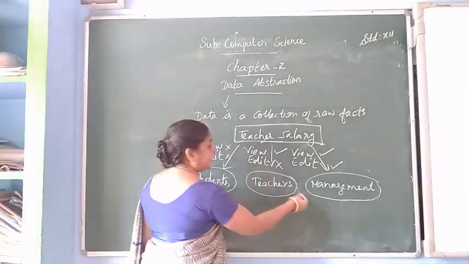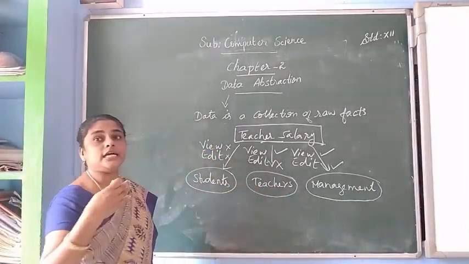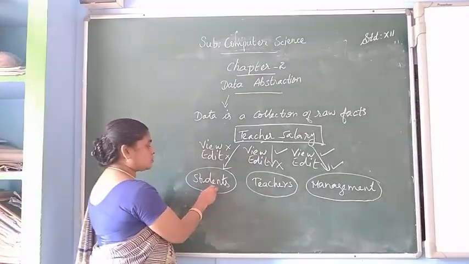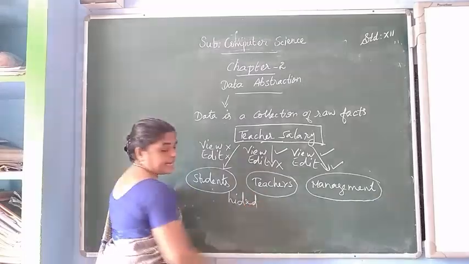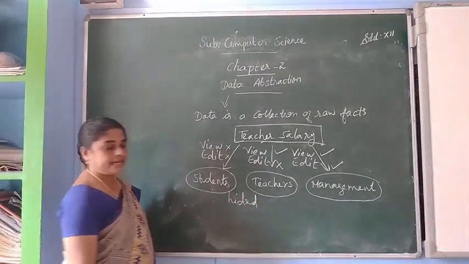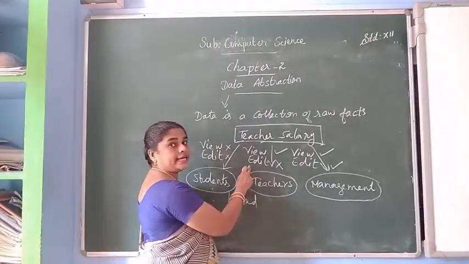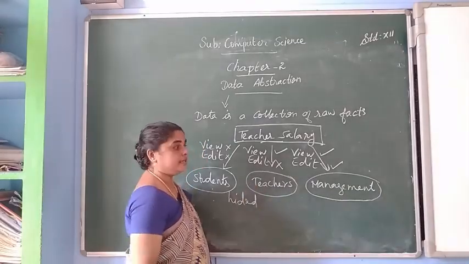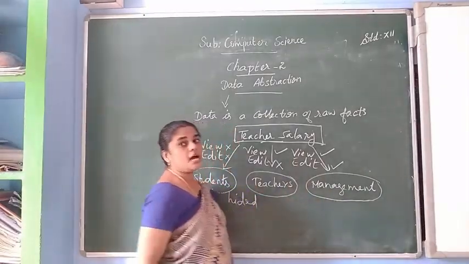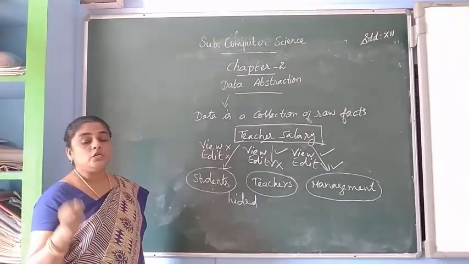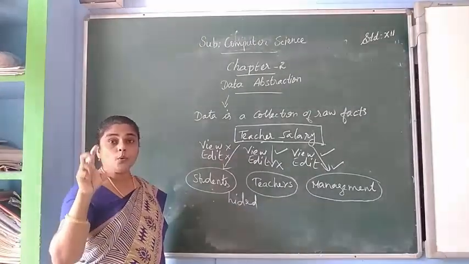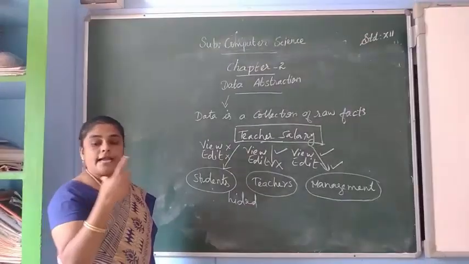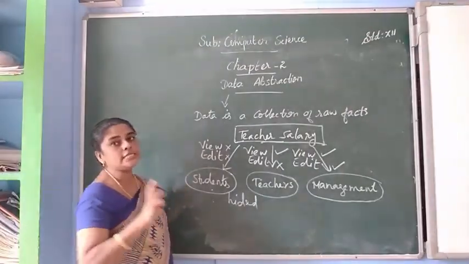So, in three different ways the data are handled. First, students: here the data are hidden. Here the data are hidden. Here one data is hidden, the other one is not hidden. Here both the data are not hidden. Okay, so the process of providing only the essentials and hiding the details is known as abstraction.